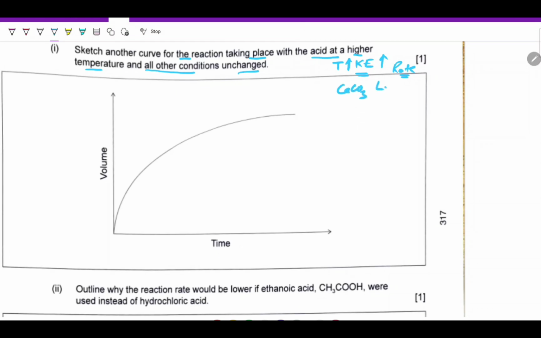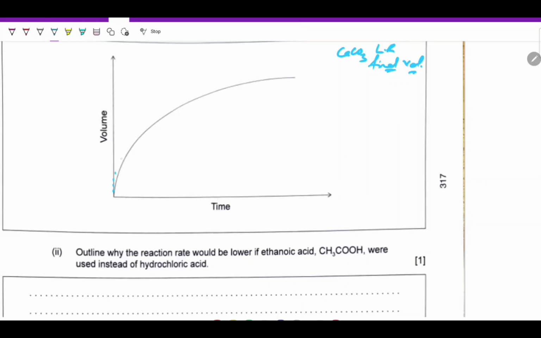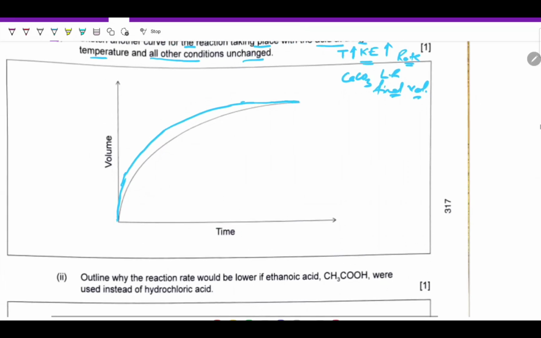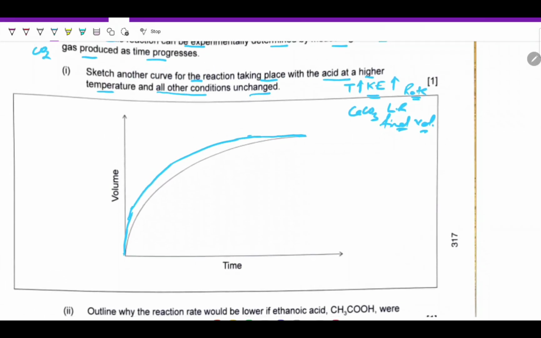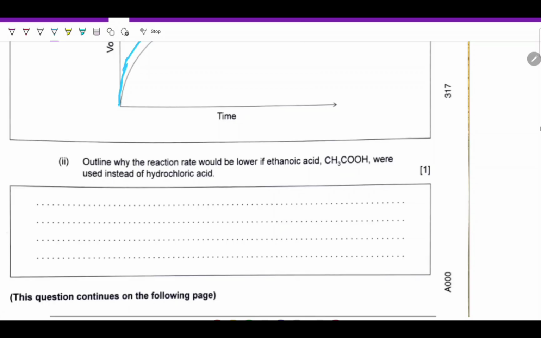CaCO3 is the limiting reagent, hence the final volume will be the same. That is, the curve will end at the same point, but the gradient of the curve should be higher. Therefore, I can start this curve from here, go up, and end here only. The final volume will be the same, therefore it will end here only. So if you want to draw it, you can draw it this way. Both curves will have the same ending because the final volume will be the same, but the gradient is higher since the rate of reaction will be higher. Okay, that should be the answer for this question.